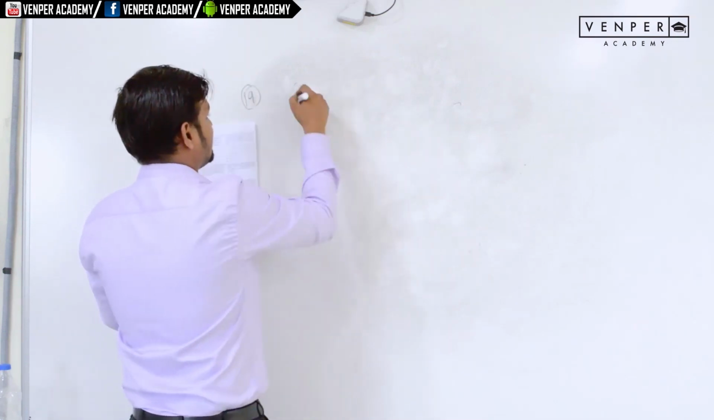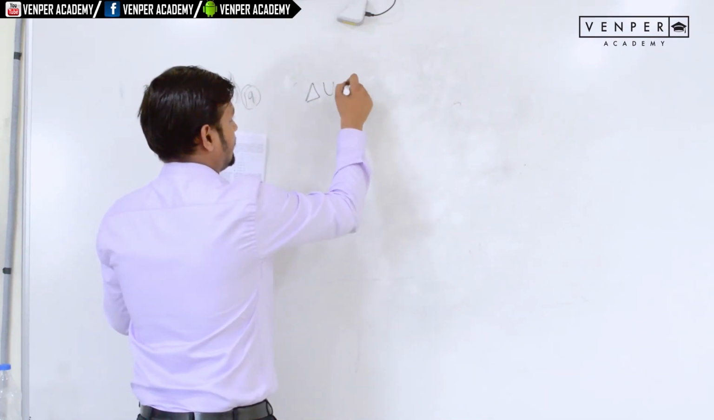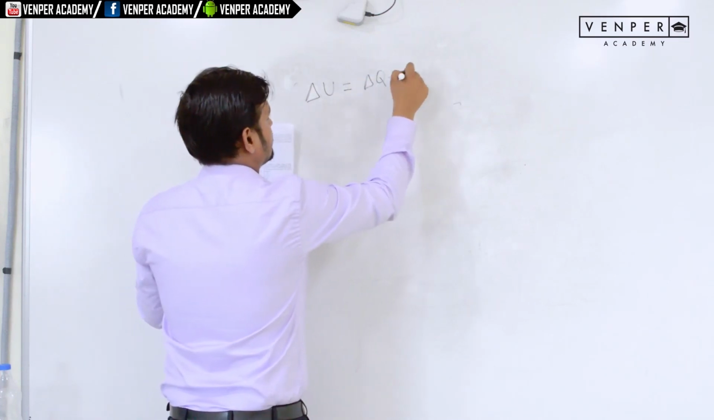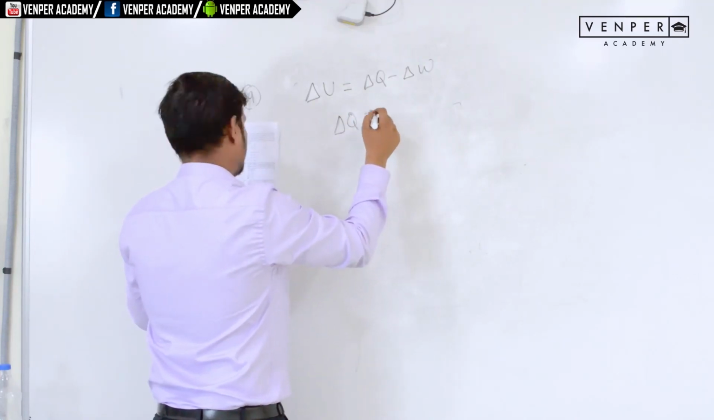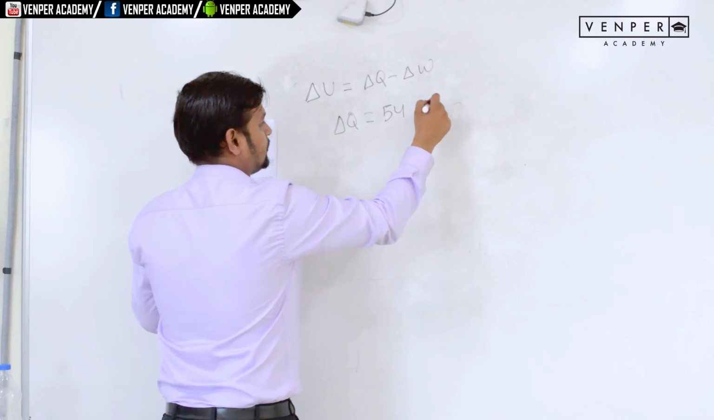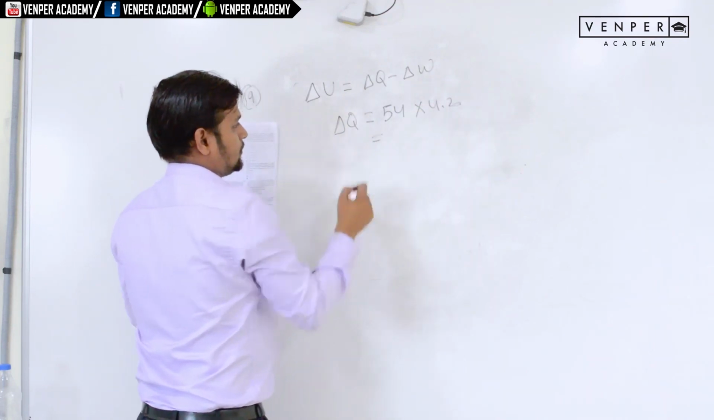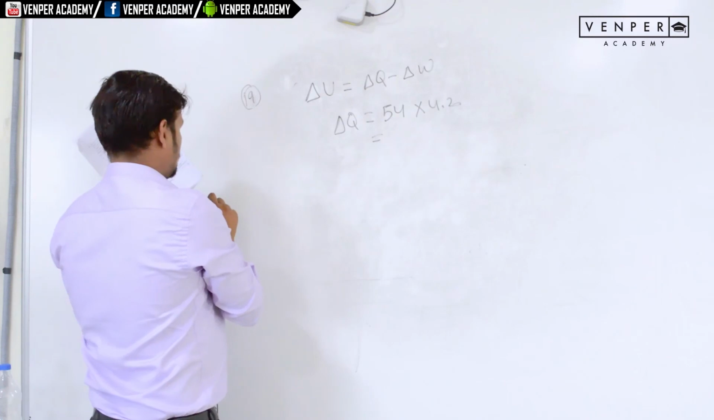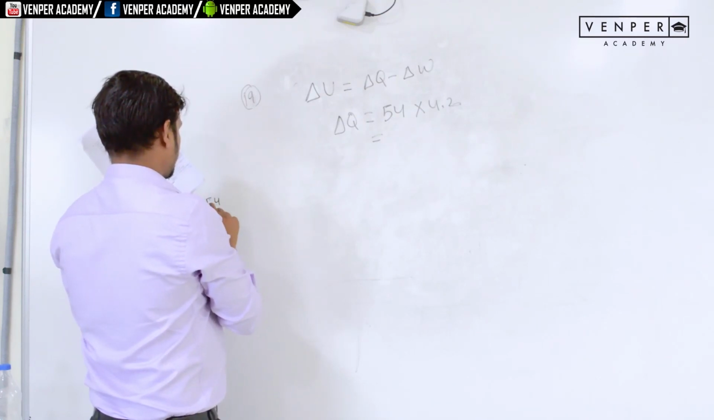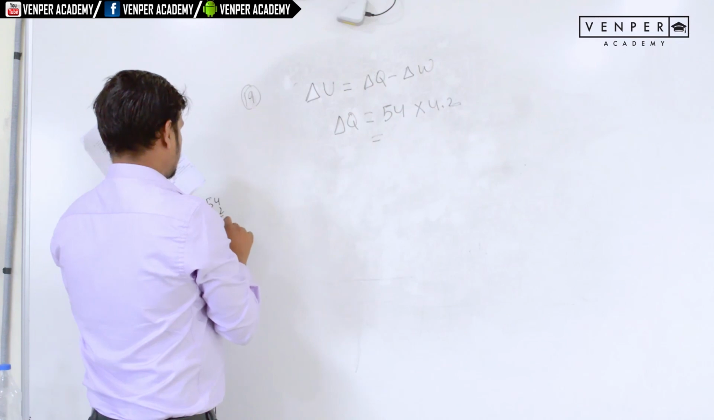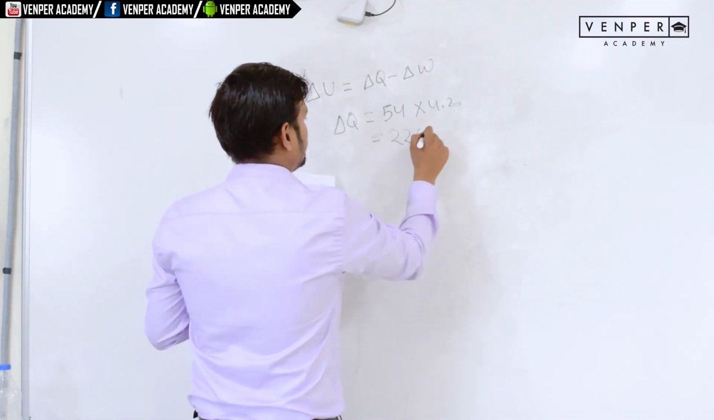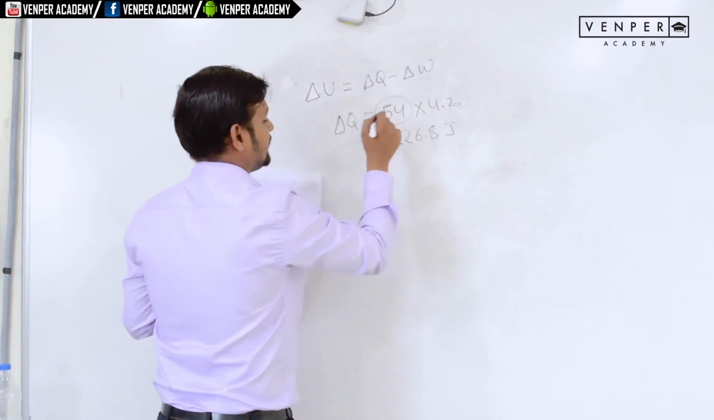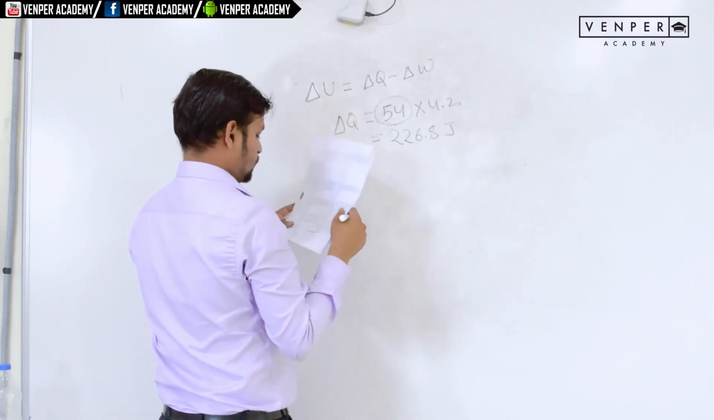See here, change in internal energy, delta U is equal to what? Delta Q minus delta W. Clear? So first calculate delta Q. Delta Q is given as how much? 54 calorie. So 54 into 4.2, you will get 226.8 joule, because this value is given in calorie. First you have to convert that into joule.